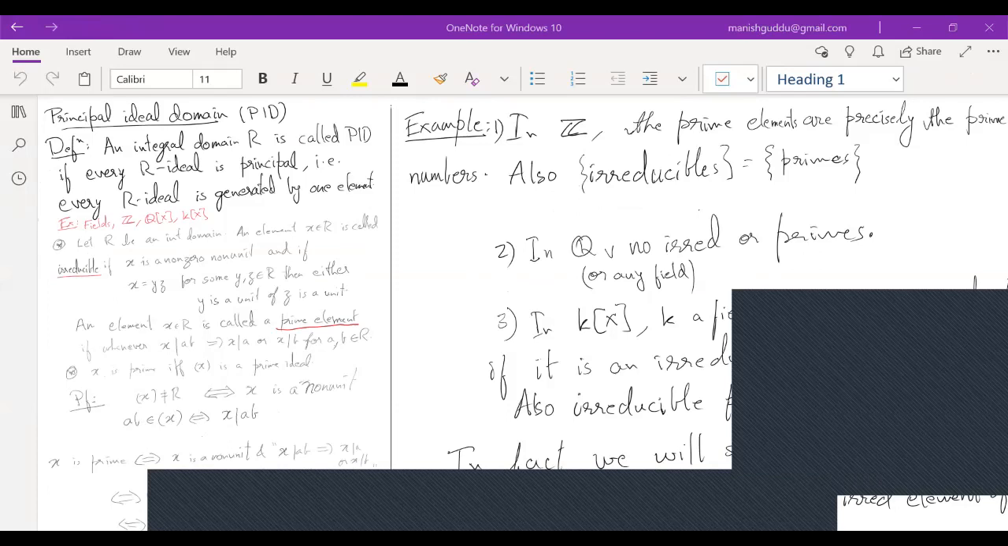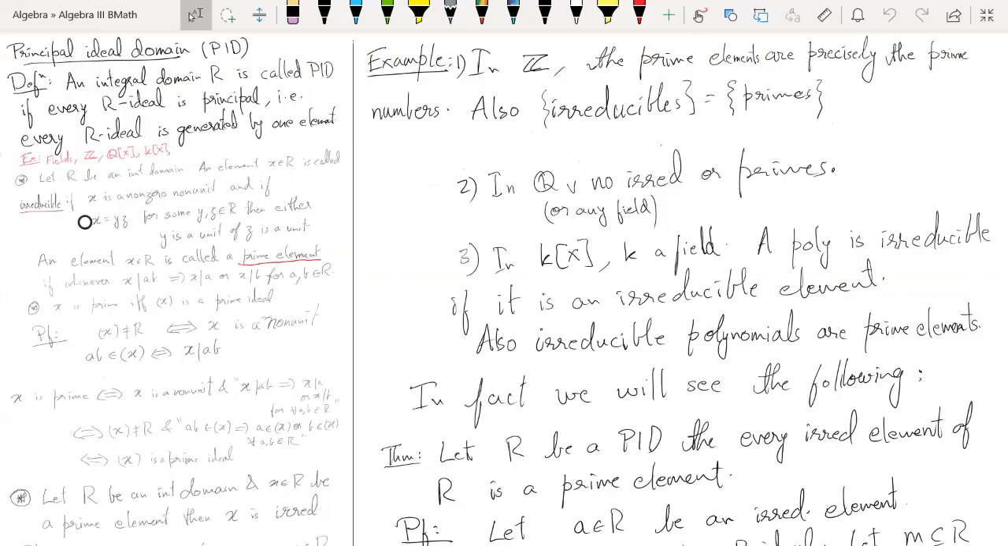Okay. So in Z, the prime elements are precisely the prime numbers, which we argued. Also, in integers, we saw that irreducibles are the same as primes. In a field, there are no irreducible or prime elements, right? Because if you take any non-zero element, then it becomes a unit. So fields don't contain any prime or irreducible element.